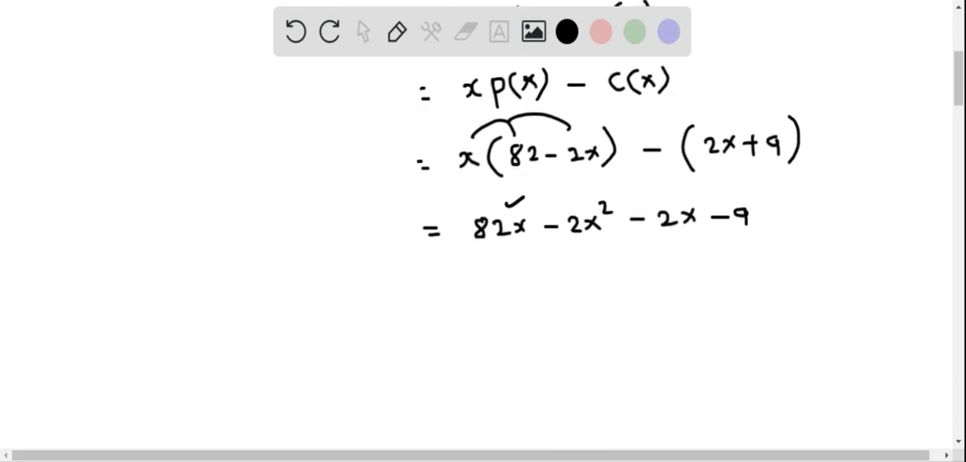We have 82x minus 2x. These two are like terms. So first I write down this negative 2x squared. Then 82x minus 2x is plus 80x, and then minus 9. So this basically represents the profit function P of x.